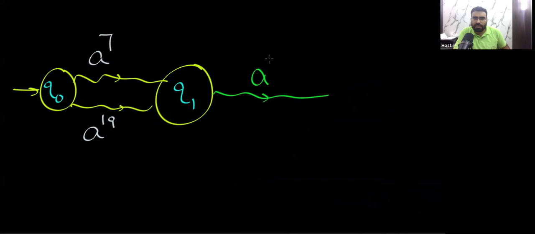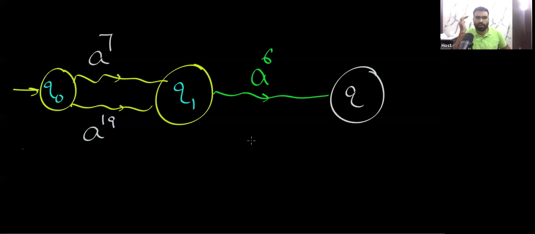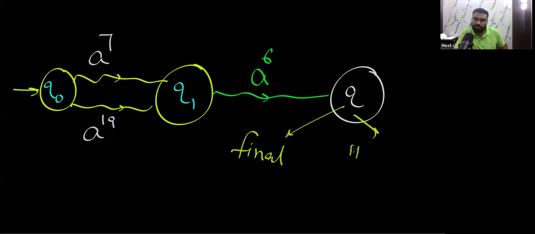For example, consider what will happen from this state. From this state q1, where will you go on a power 6? Will you go to final or non final? Let me know. If you go to final, then problem. If you go to non final, then problem.